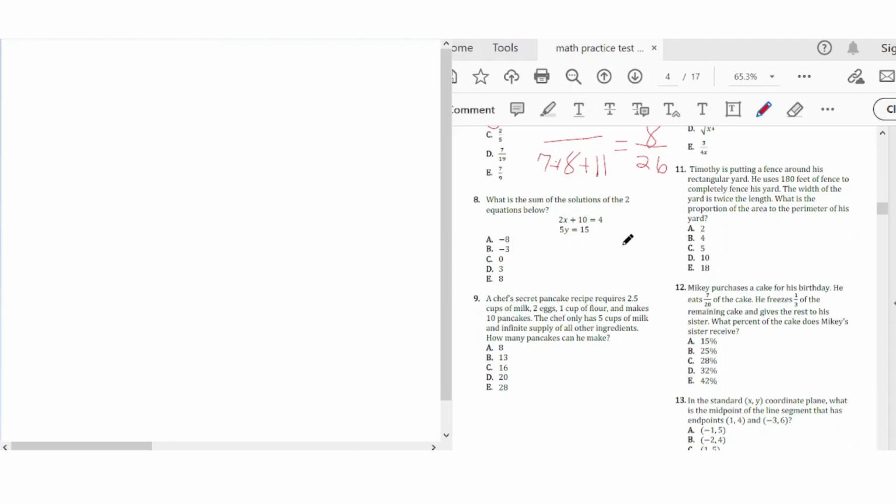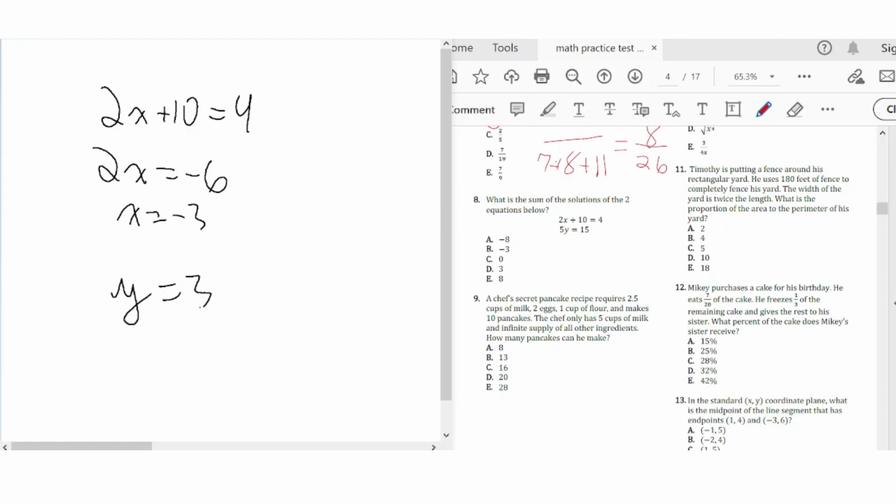Okay, for number 8, what is the sum of the solutions of the two equations below? So, first equation, here's what we can do. Coming over to this side, we have 2x plus 10 equals 4. What we can do is we can subtract 10 from both sides, and we get 2x equals negative 6. Now we can divide both sides by 2, and we get x equals negative 3. Therefore, the solution to the first equation is negative 3. Now looking at the second equation, all we have to do is divide both sides by 5, and we get y equals 3. Since we are asked for the sum, we're going to add these two numbers together. 3 plus negative 3 equals 0. C is our answer.